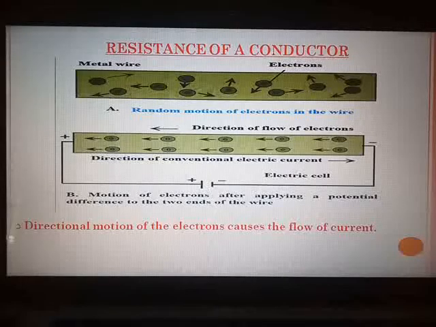See, if immediately something is announced in the class, now only 5 minutes you are going to get the recess, so hurry up. What will students do? They will just move out of the class.